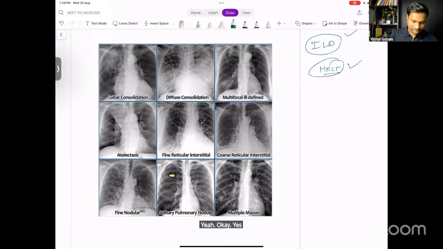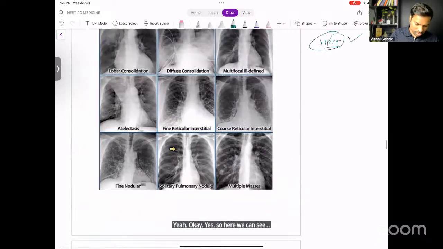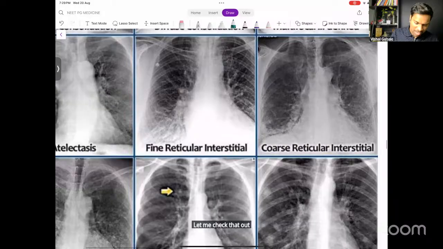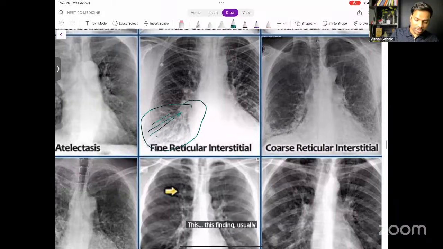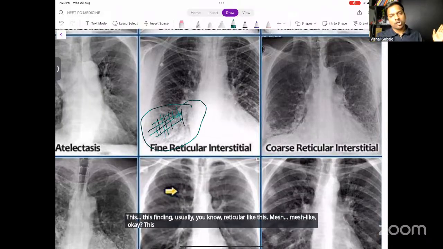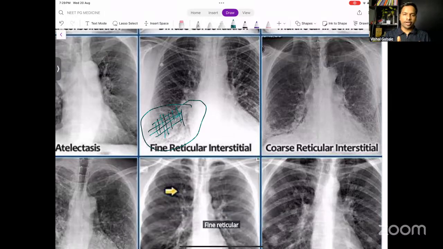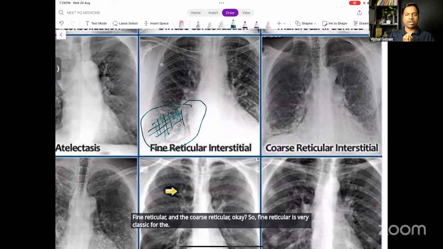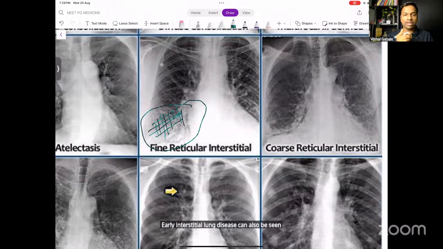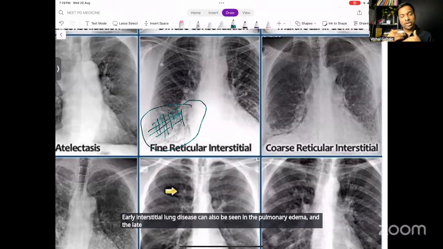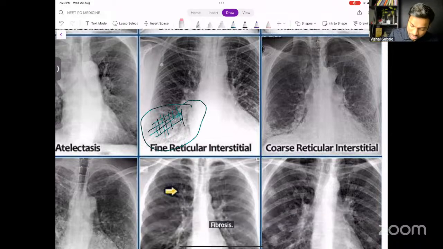Yes. So here we can see, one second. This finding is usually reticular like this. Mesh-like. Okay, this is what a reticular pattern is called. So reticular can be of two types: fine reticular and coarse reticular. Fine reticular is very classic for early interstitial lung disease, and can also be seen in pulmonary edema, and the coarse is classic for usual interstitial pneumonia and fibrosis. Okay, so this is a coarse reticular pattern.